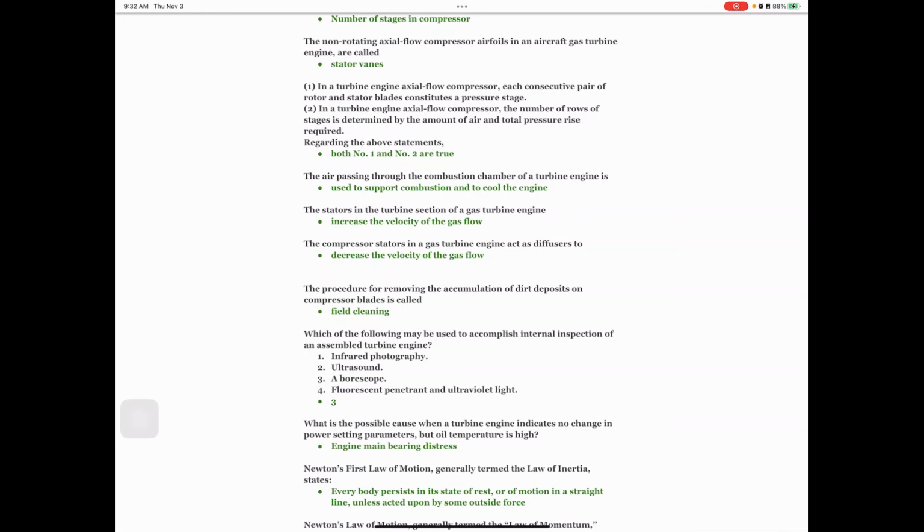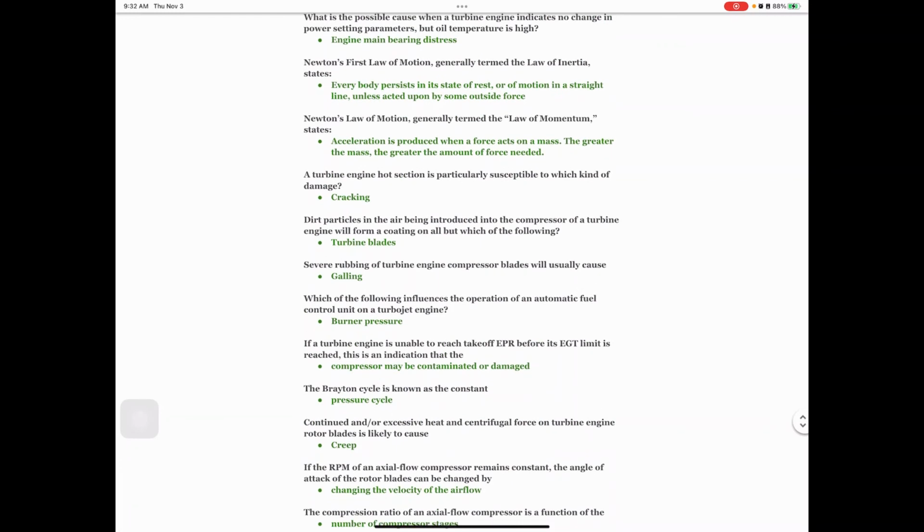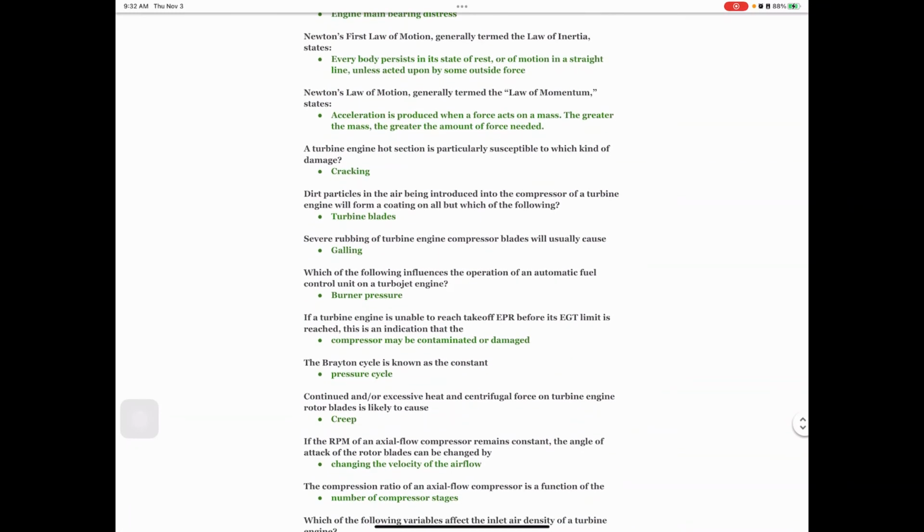Newton's first law of motion, generally termed the law of inertia, states, every body persists in its state of rest or of motion in a straight line, unless acted upon by some outside force. Newton's second law of motion, generally termed the law of momentum, states, acceleration is produced when a force acts on a mass. The greater the mass, the greater the amount of force needed.